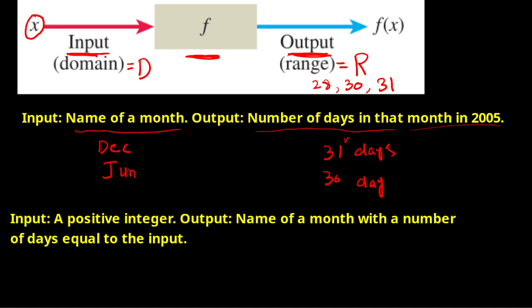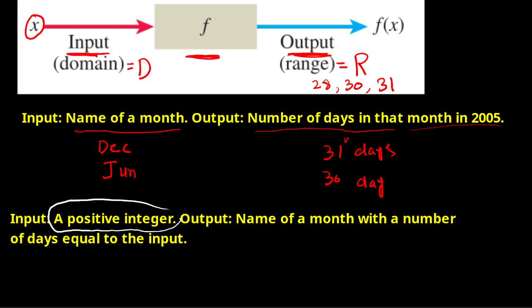Okay, here your input value is a positive integer. You can put in a positive integer, and your output will be the name of a month with a number of days equal to the input. So you can put any number and you will get the name of the month. If you put, let's say, 30, you will get three outputs, because April has 30 days, June has 30 days, and September has 30 days.